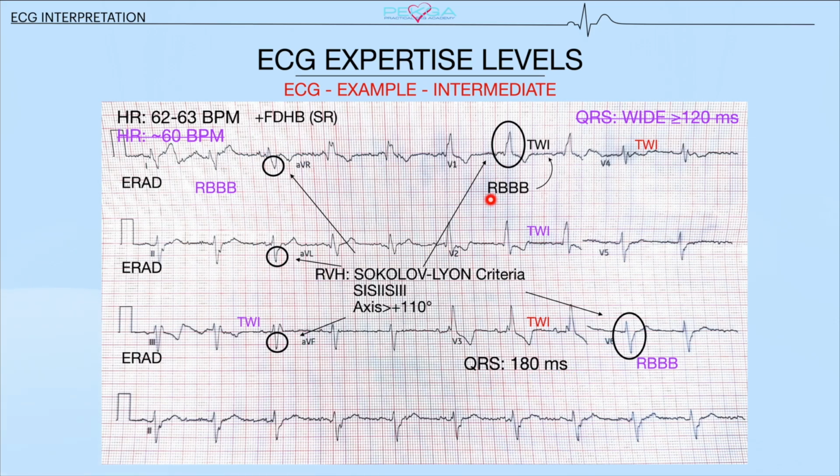And the right bundle branch block has been confirmed. Okay. The T-wave inversions here are acceptable, but these are setting off red flags. This is an intermediate level interpretation. Okay. Extreme right axis deviation has been flagged, right?